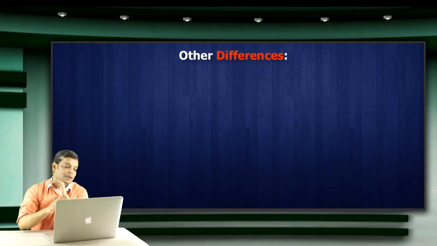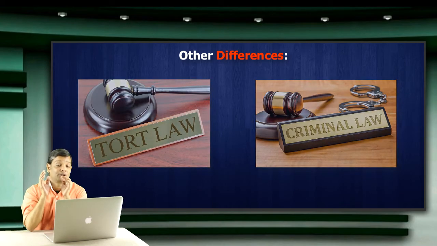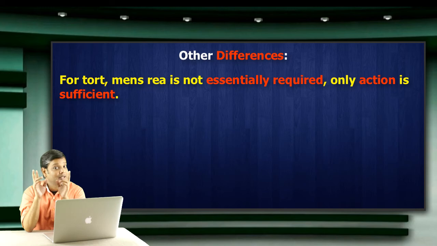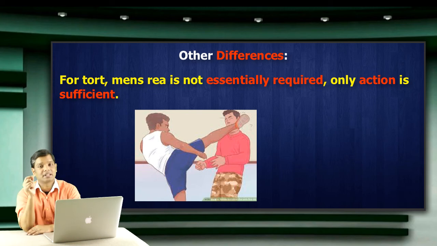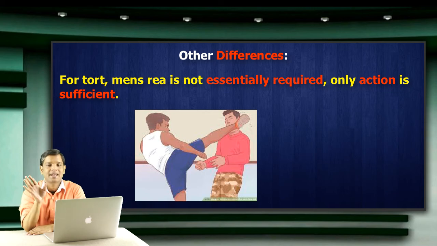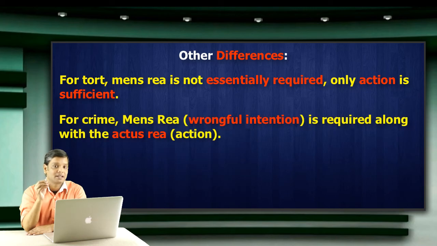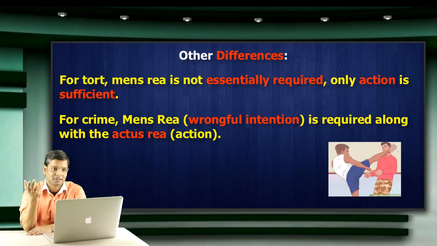Some other differences between tort law and criminal law. For tort, mens rea, meaning guilty mind, you know that, is not essentially required. Only action is sufficient. So you did it, whether you did it intentionally or negligently, that is sufficient. Your action is sufficient. So in tort law, mens rea has no importance. Whereas for crimes, mens rea, that is wrongful intention or guilty mind, is required along with the actus reus, that is the action that you acted. Okay. So this is another difference.